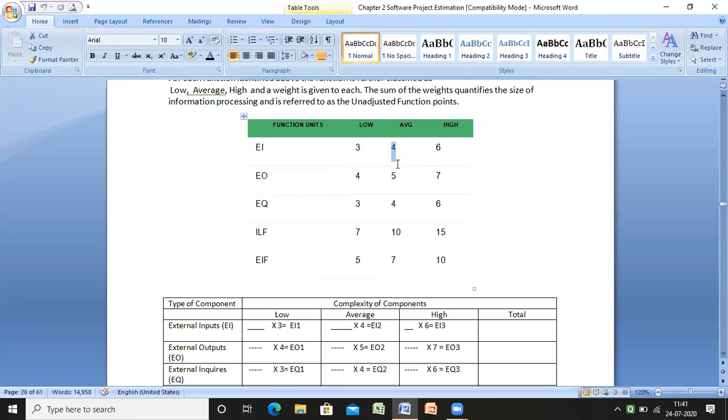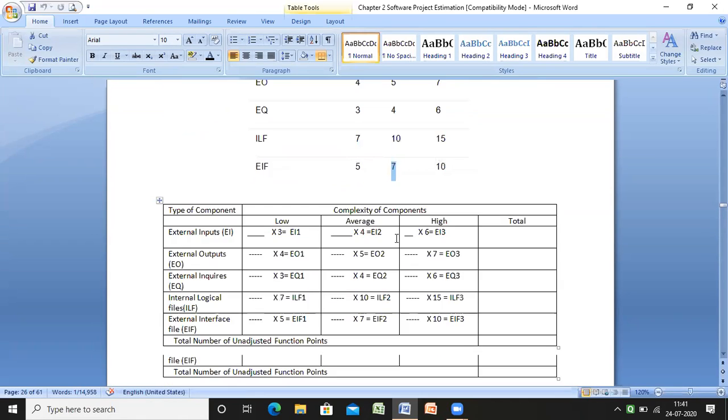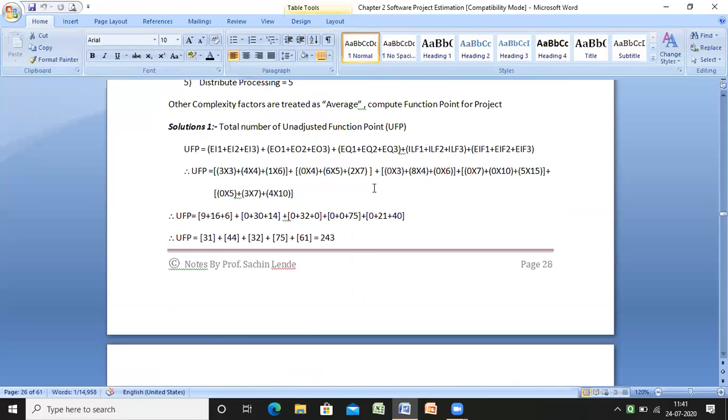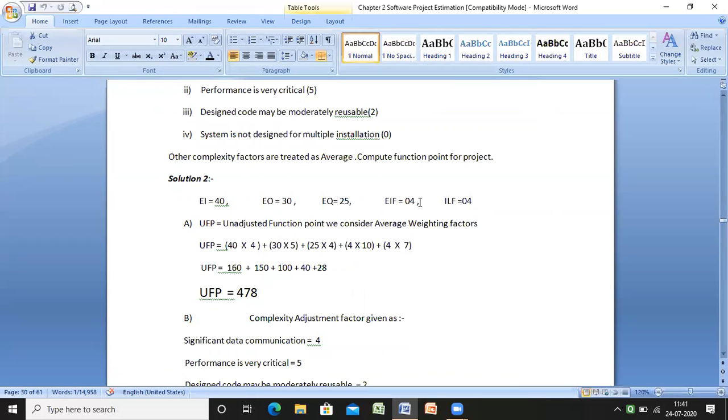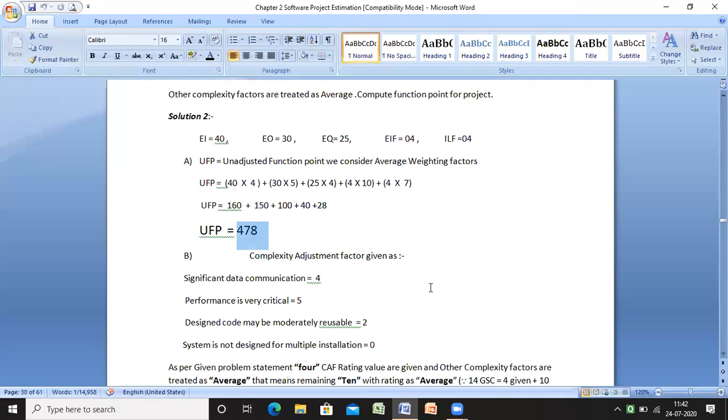4, 5, 4, 10, 7. I'm going to multiply the weightage with the corresponding functional units. So 40 into 4 is 160, 30 into 5 is 150, 25 into 4 is 100, 4 into 10 is 40, and 4 into 7 is 28. So the total unadjusted points calculated is 478.